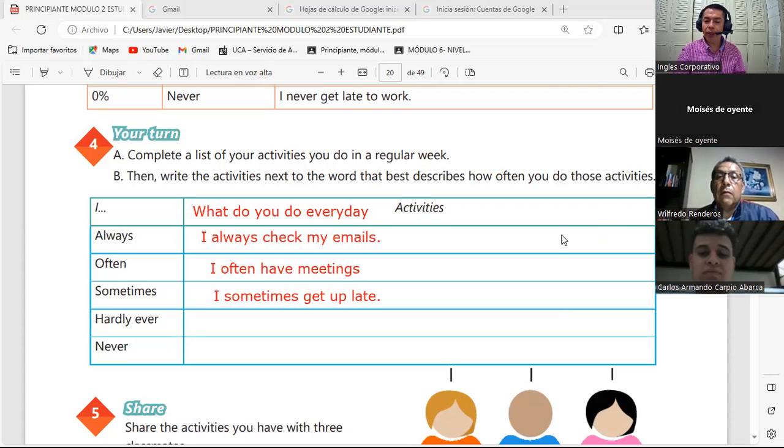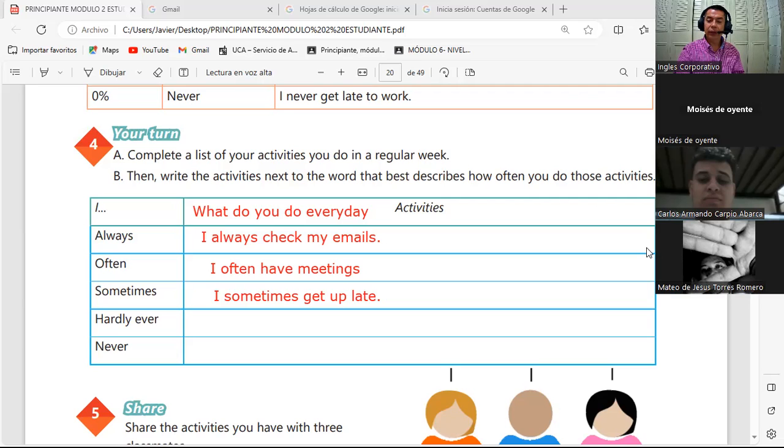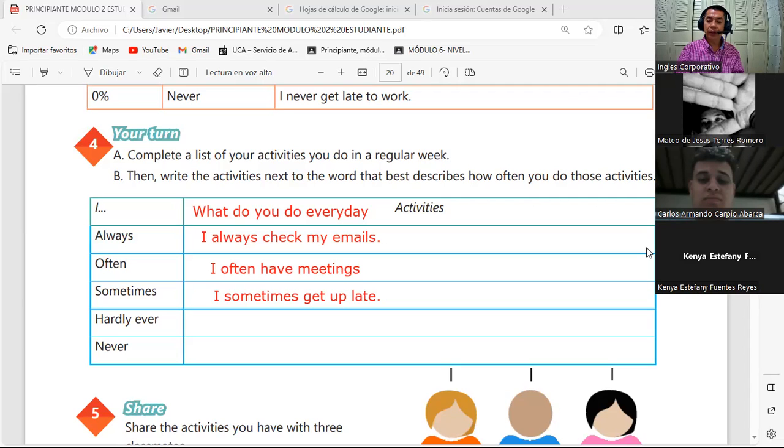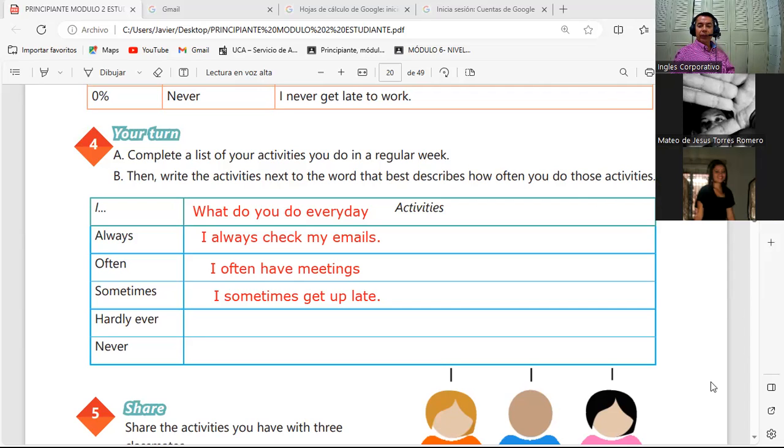¿Todo bien, Wilfredo? ¿Se pudo conectar? Yes. Okay, Mateo, please. Mateo. Carlos. Erenia, conectar. Yes. Erenia, Mateo, please. Unirse a su grupo, por favor. Okay, Mateo. Erenia, please do it.